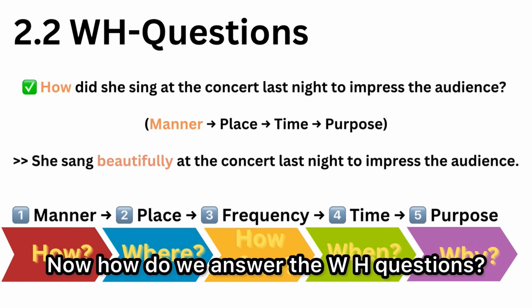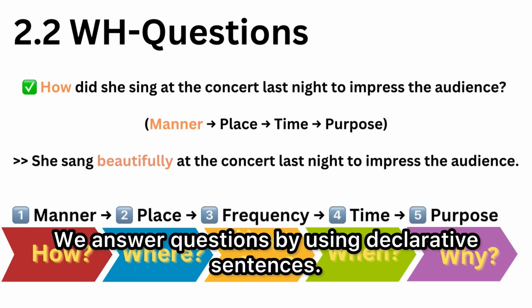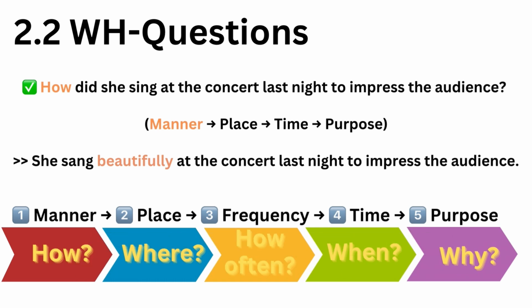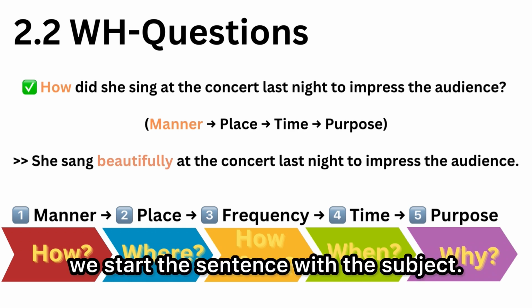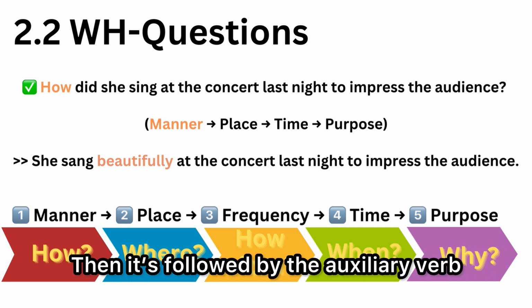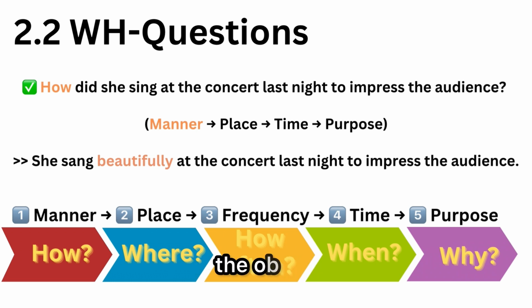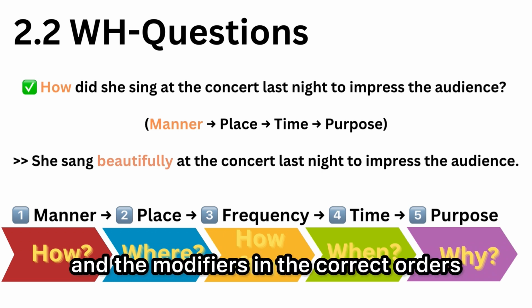Now, how do we answer the WH questions? We answer questions by using declarative sentences. For declarative sentences, we start the sentence with the subject. From example 1, the subject is she. Then it's followed by the auxiliary verb, then the main verb, the object, and the modifiers in the correct order.